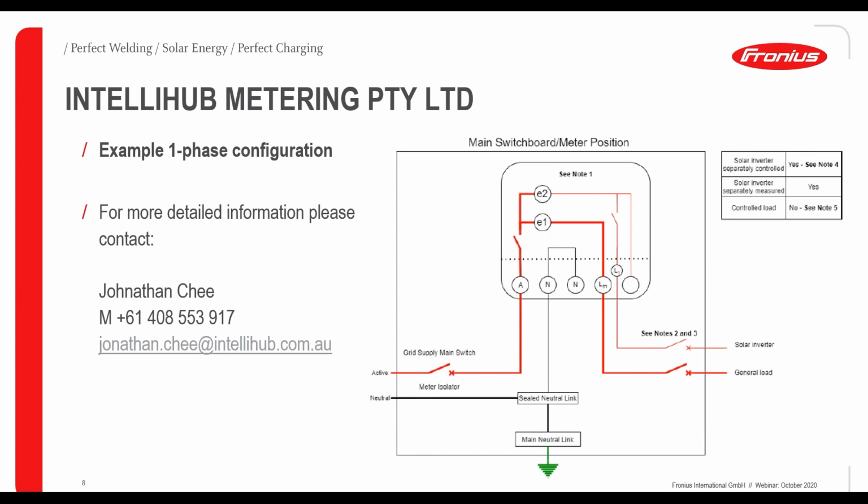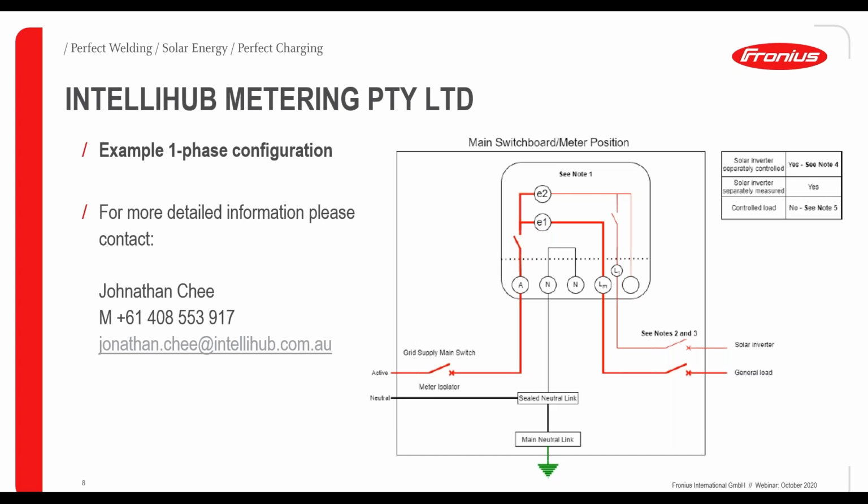Here's an example of what a configuration may look like for a single phase home. This is taken out of the technical guide, the wiring diagrams. In that case, you can see you've got your general load on your main channel, and then the solar inverter, if it's solar only, would be connected to the second channel, and that second channel is the one that they can remotely disconnect, etc.